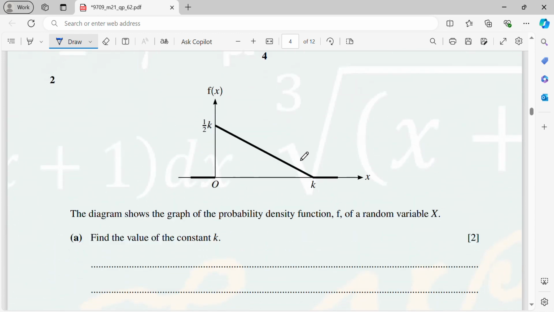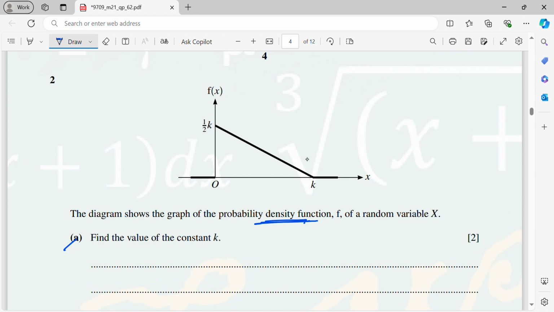Now question number 2. The diagram shows a graph of the probability density function f of a random variable x. When you see this word, that means it is a continuous function, so x is a continuous random variable. Find the value of k.